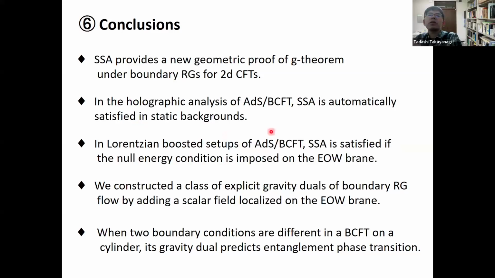And we constructed a class of explicit gravity duals of boundary RG flow by adding a scalar field localized on the end of the world brane. And when the two boundary conditions are different in BCFT on a cylinder, its gravity dual predicts an entanglement phase transition. I mentioned that just at the end.